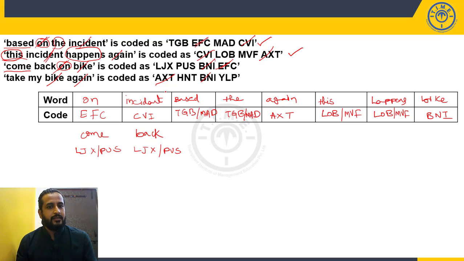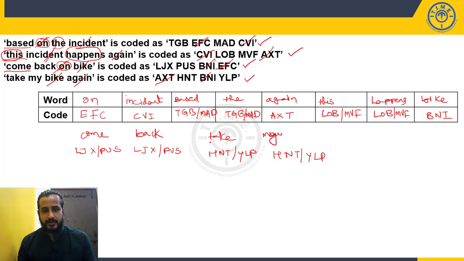Fine. Now the third statement is completely done. In the fourth statement, what are the leftover words? Take, my. What are the leftover codes? HNT, YLP. So the code for "take" is HNT or YLP, and similarly, the code for "my" is HNT or YLP. If the code for "take" is HNT, then automatically "my" will be YLP. If the code for "take" is YLP, automatically the code for "my" will be HNT.